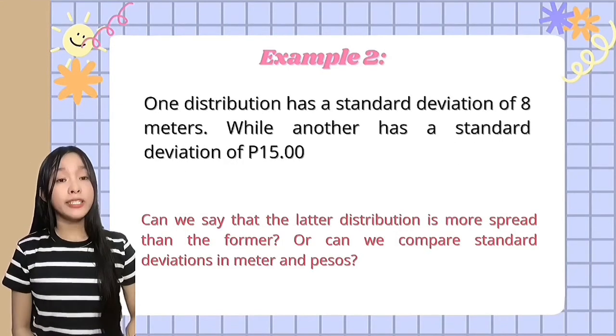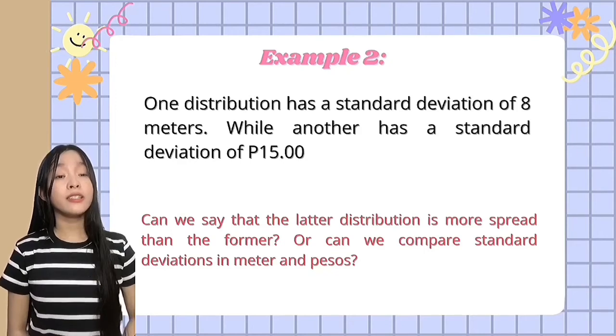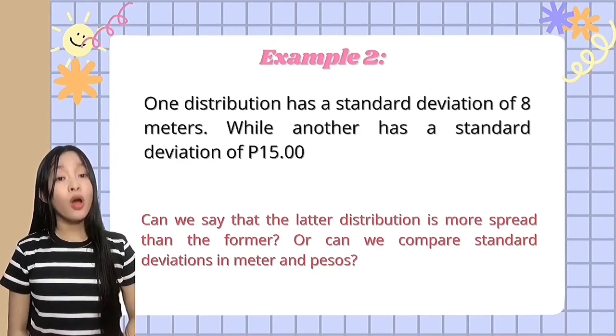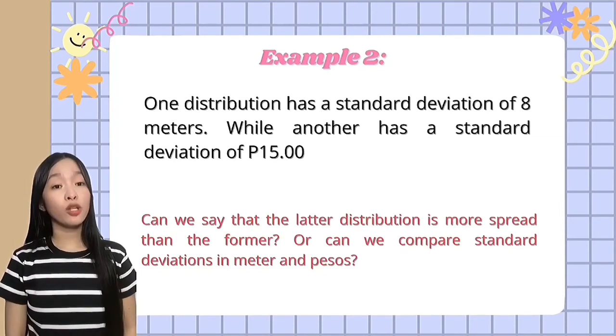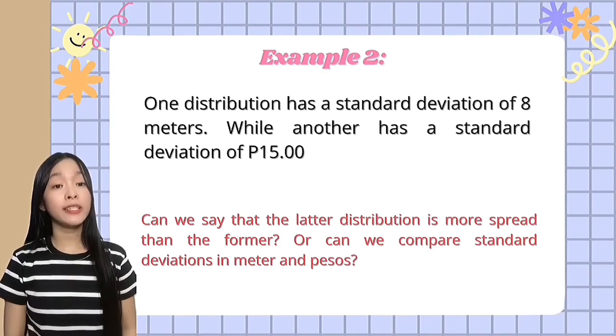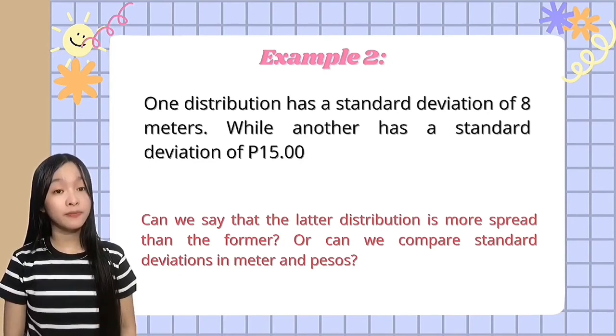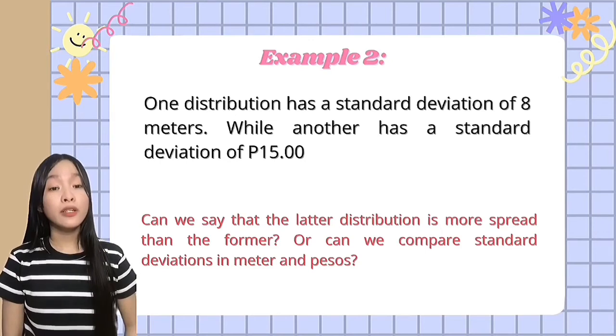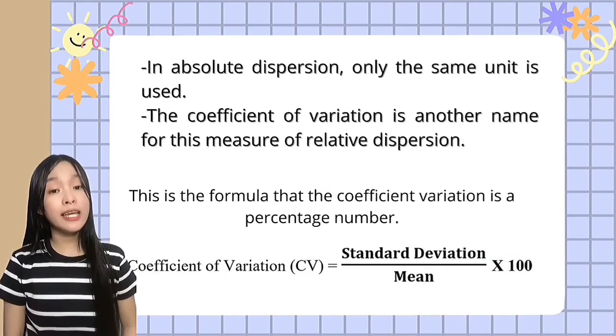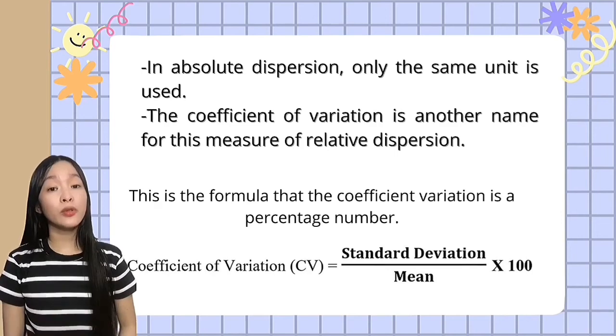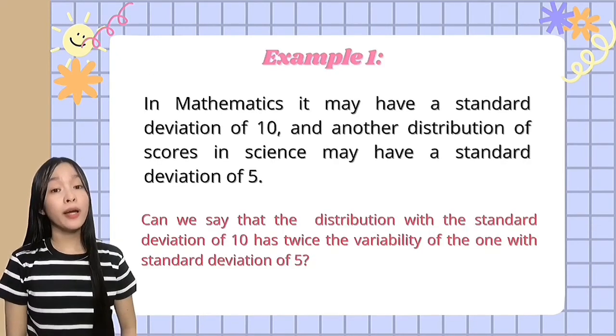So we have another example. One distribution has a standard deviation of 8 meters, while another has a standard deviation of 15 pesos. So can we say that the latter distribution is more spread than the former? Or can we compare standard deviations in meters and pesos? So parang obvious na dito yung sagot because in absolute dispersion, only the same unit is used, because we cannot conclude anything by direct comparison of the two absolute dispersions because they are in different categories such as meters and pesos.